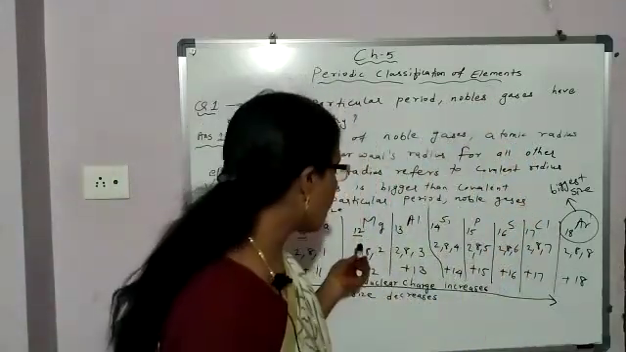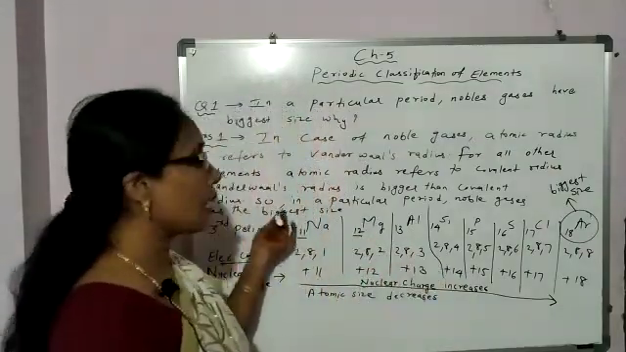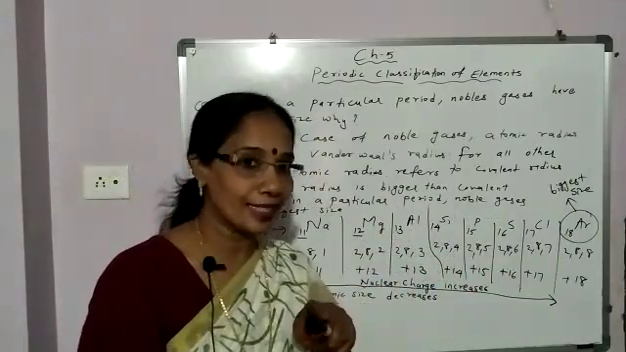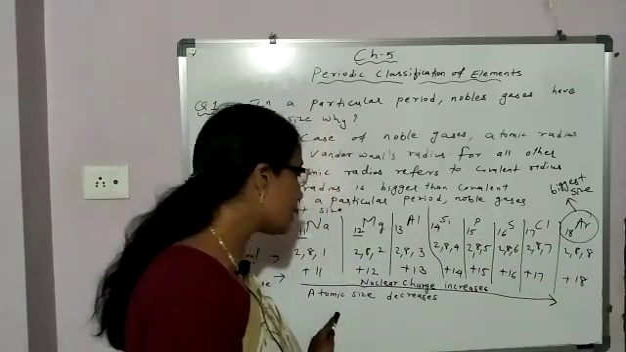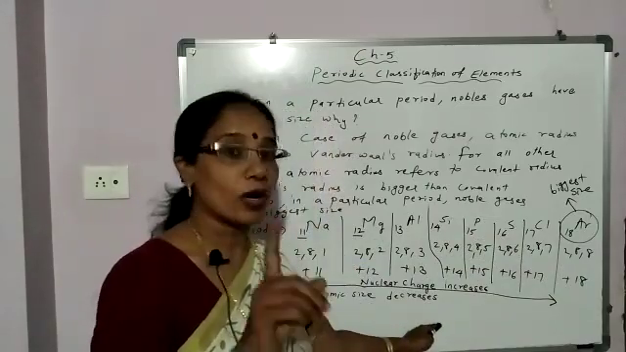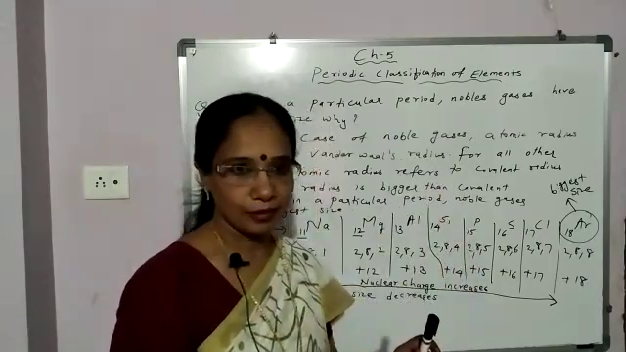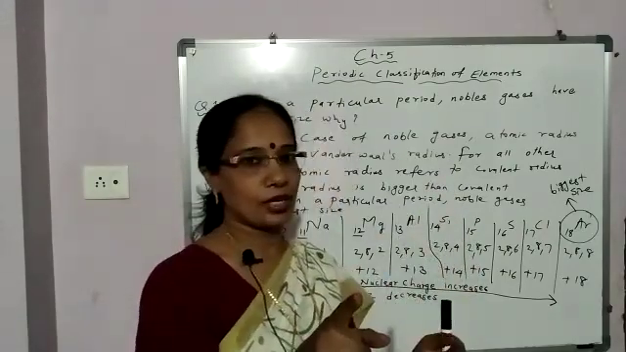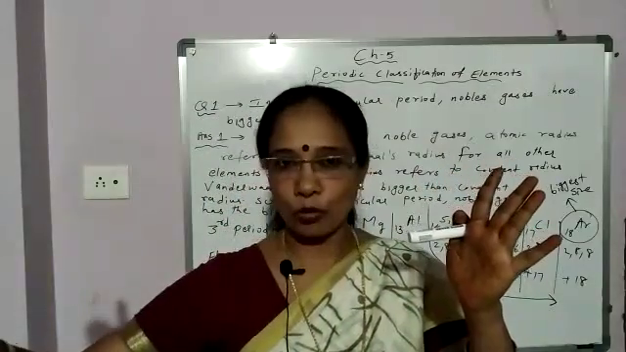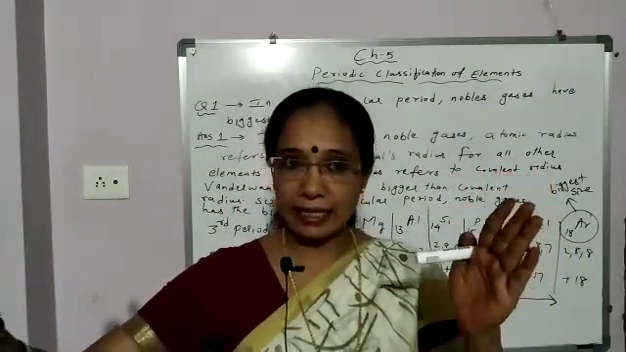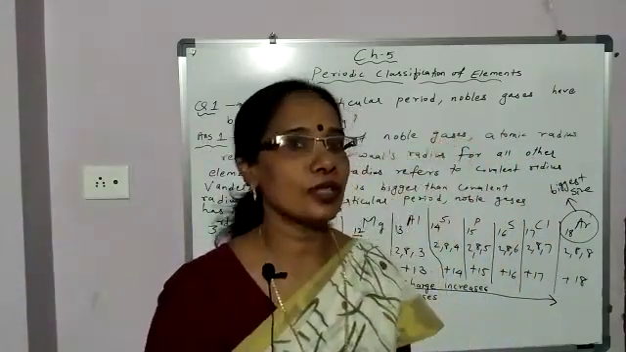So the question is also asked directly: discuss the variation of atomic size in a period. What will you write? As we move from left to right in a period, atomic size decreases. What reason will you give? Because nuclear charge increases. And when nuclear charge increases, the force of attraction between the nucleus and the electrons in the outermost shell increases, and when the force of attraction increases, size decreases.